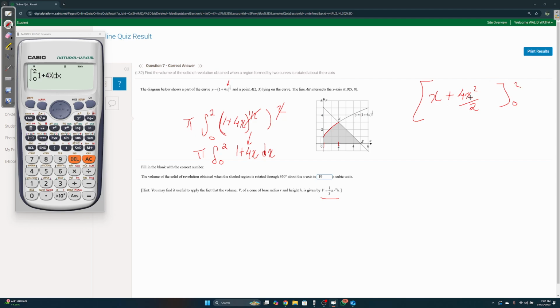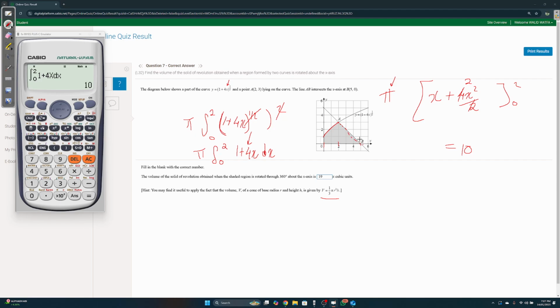So you substitute 2, obviously you can cancel this with this, so it's going to come 2x squared. So you substitute 2 and then subtract it and substitute by 0, and pi will be outside. Okay, so you do this, you're going to get 10. So this equals 10, and then we still have this part over here.